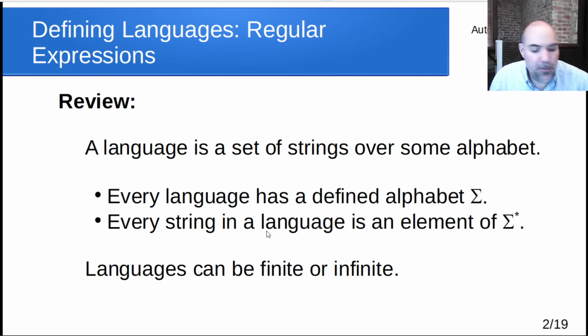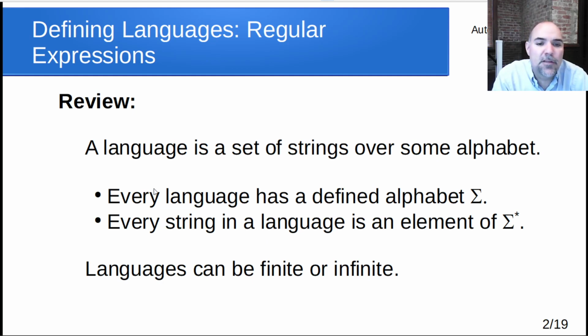Now, quickly to review what we talked about previously, a language. A language is a set of strings over some alphabet. And an alphabet, if you remember, was really just a finite, non-empty set of symbols of some sort. And a string was a finite sequence of symbols over some alphabet. So in other words, a language is just a set of these sequences that are all over some chosen alphabet. And remember, that alphabet has to be finite, has to be non-empty.